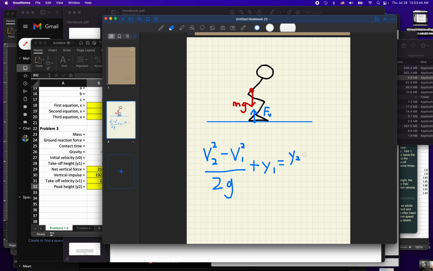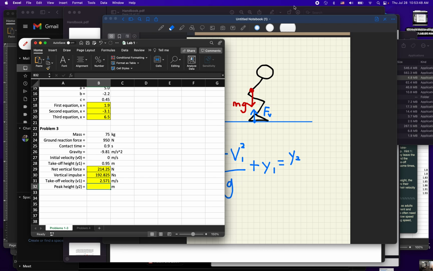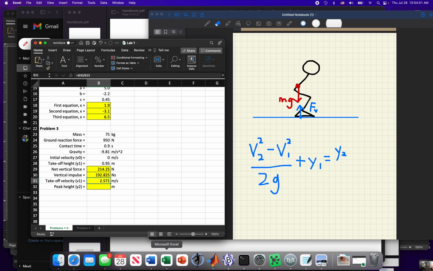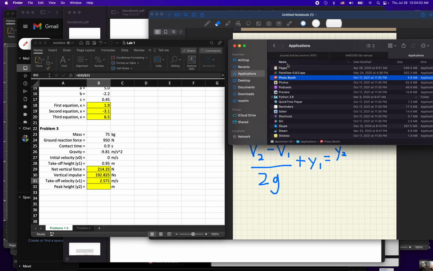Okay. But if you're looking down your list of things you know here, you might say, I'm missing something, right? I've got y1, that's 0.95. I've got g, it's negative 9.81. I've got v1, it's 2.571. I don't have v2. What's v2? Well, we know v2. We got to reason it out from the mechanics. Okay. How do we do that?